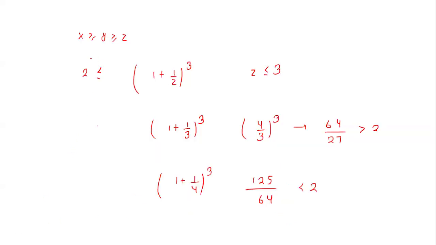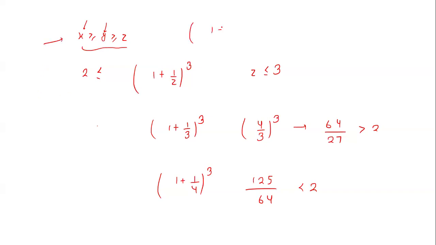So without loss of generality, we can assume that x is greater than or equal to y and y is greater than or equal to z. And in the last, we can do all permutations of the solution to get all the solutions. So initially, we assume this.